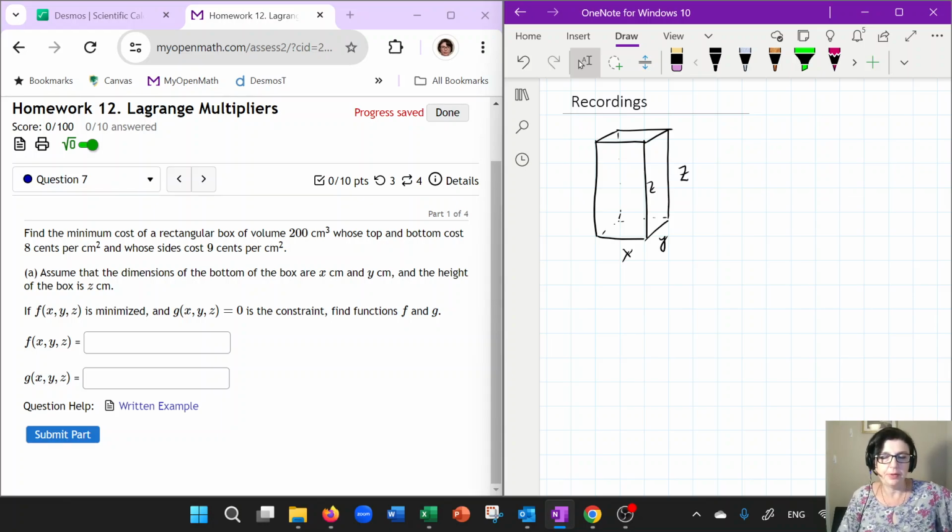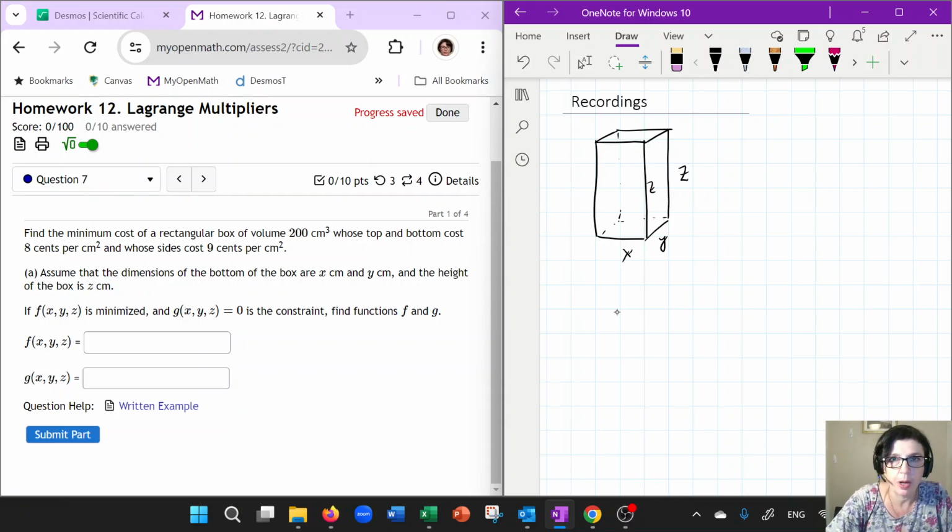Hi guys, in this video we are going to take a look at an application of the method of Lagrange multipliers to solving a problem of minimizing the cost of a box with a given volume. So the volume function, that's going to be your constraint, right? Because we know that the volume is 200.